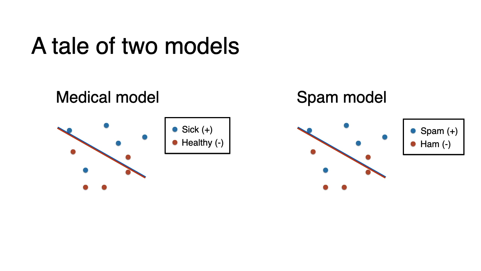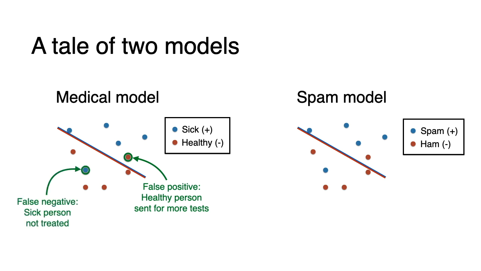Now we can see what the false positives and negatives look like in each model. In the medical model, a false positive is a healthy person who is diagnosed as sick, so they may be sent for more tests. A false negative is a sick person who is diagnosed as healthy, so they don't receive any more treatment and they are sent home.